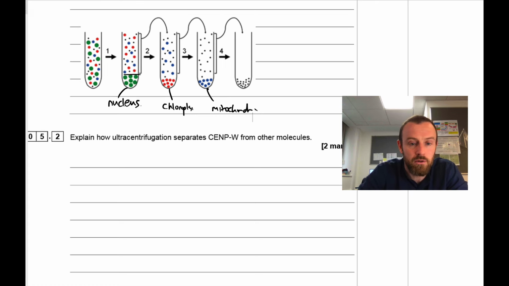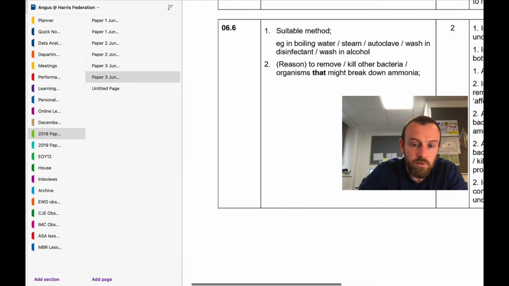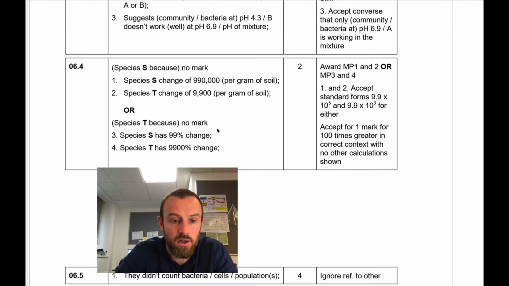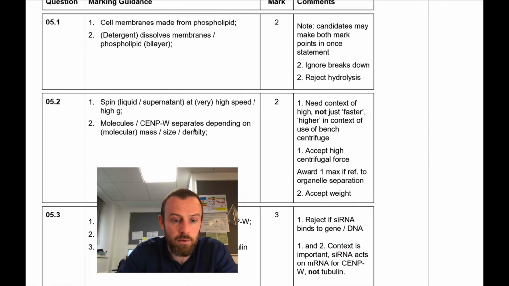Okay, so check the mark scheme. Focus on exact keywords. Here we go. So spin at high speed is what you need to say. That is the definition of ultracentrifugation. Spin at high speed. And then the molecules separate according to either mass or size or density.